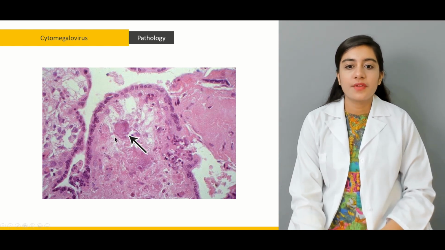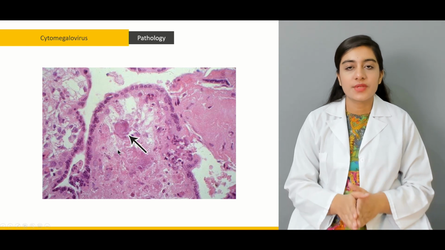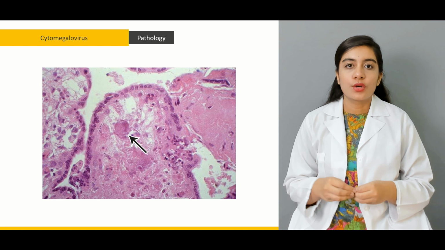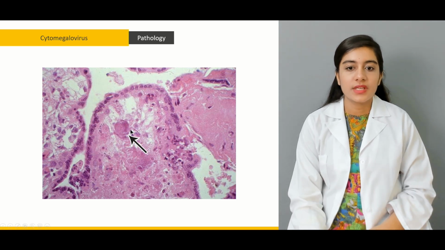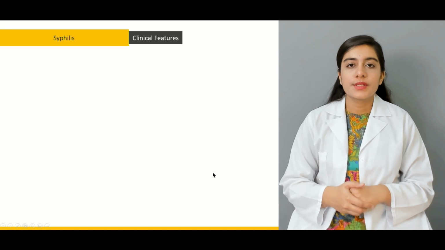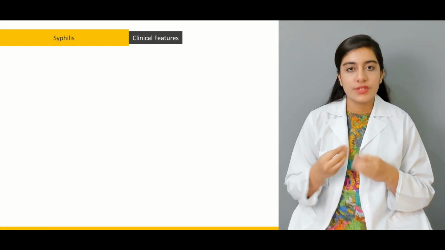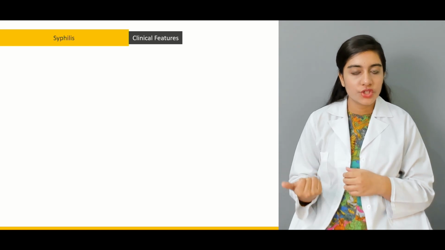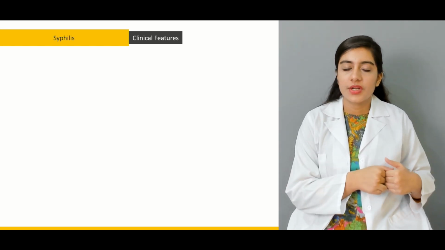Now in this slide over here, we are seeing certain abscesses that are found inside the placenta as a result of cytomegalovirus infection. This over here is an abscess. Okay. Now, moving forward towards syphilis, this disease will also have the same route of infection. It will follow from the maternal infection.